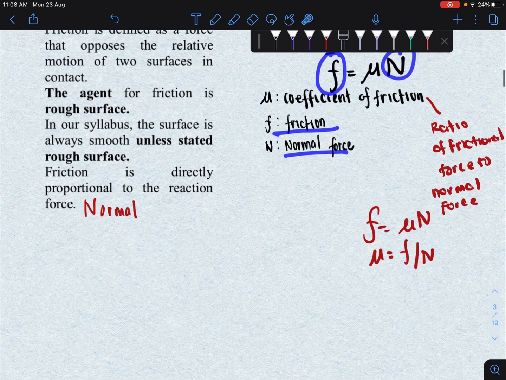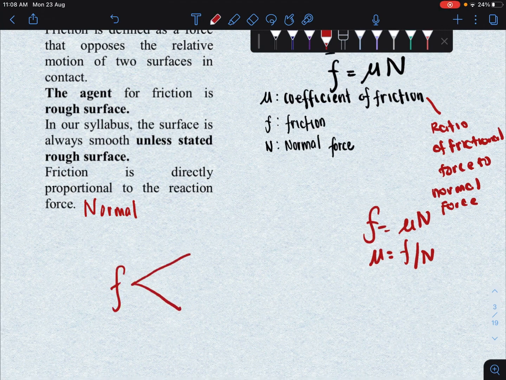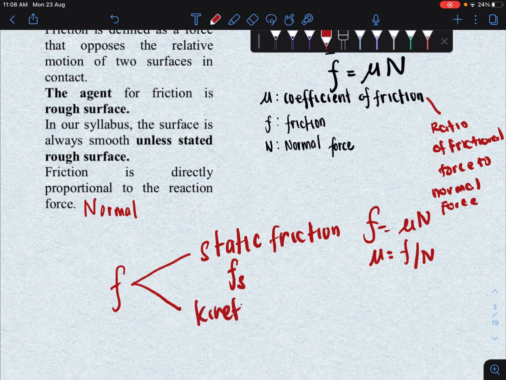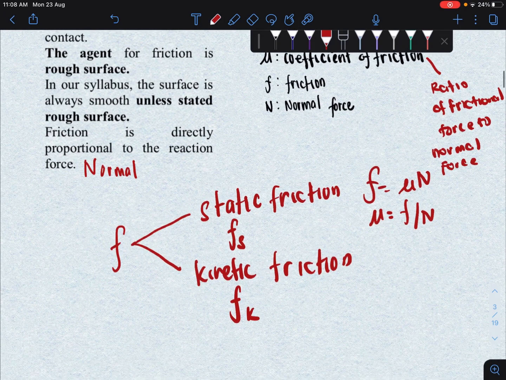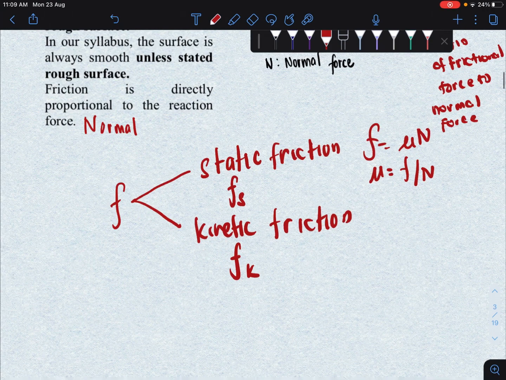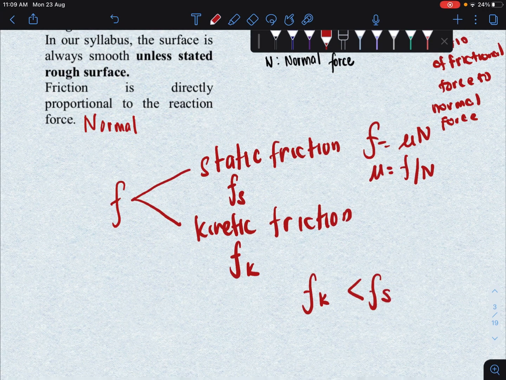Alright, there are two types of frictional force. The first one we call static friction. For static friction, we use the symbol small f with subscript s, and kinetic friction we associate with small f with subscript k. To differentiate between static friction and kinetic friction, we have to look at the concept of the question, the type of question we have. So it can be either static or kinetic friction. However, the value of kinetic friction between two surfaces is always less than the value of static friction. The value of f_k is always smaller than the value of static friction.